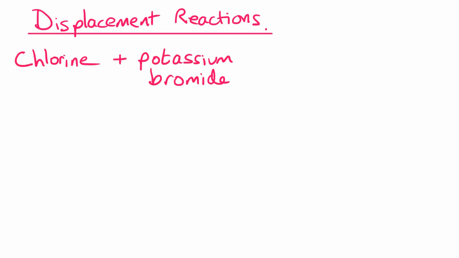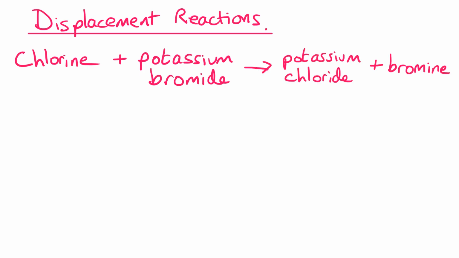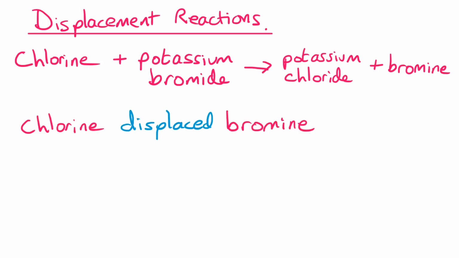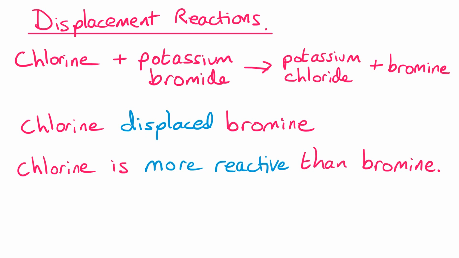So for example, chlorine and potassium bromide, there was a reaction, there was a colour change, so it turned into potassium chloride and bromine. You can see that the chlorine and bromine have swapped places. We say that chlorine has displaced bromine, it's taken its place. So that tells us that chlorine is more reactive than bromine.